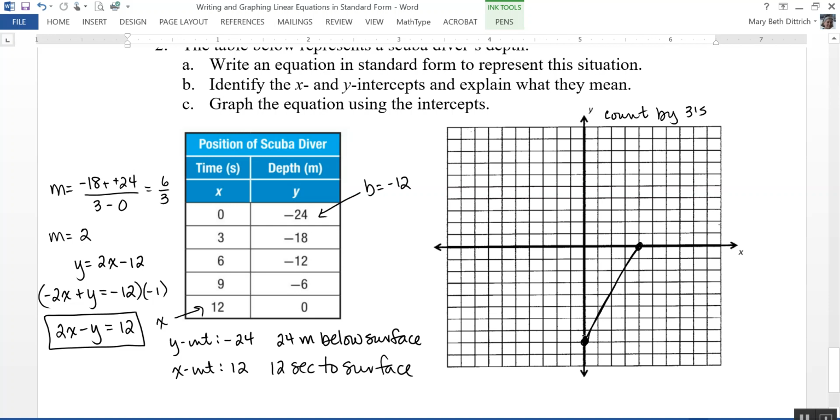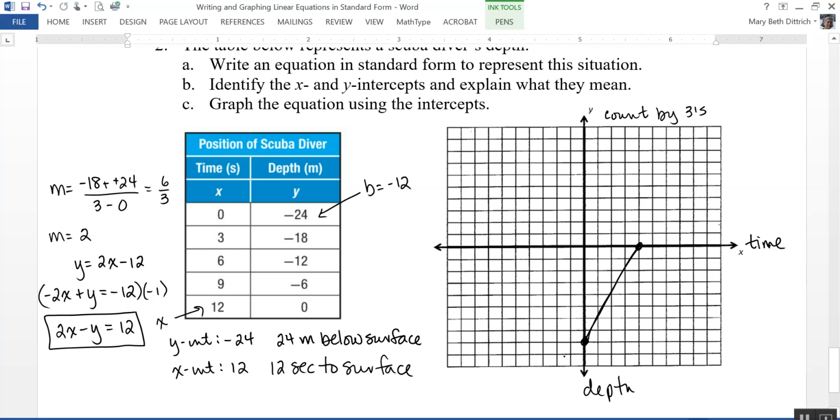And I'm not going to go negative because his time can't be negative. Remember that my x is time. And my depth is here. And that actually can be negative, but it can't go any further. Well, actually, the depth can't be positive because he's below the surface of the water, and it's not like he's being lifted up above the water by a helicopter or anything. So that's what my graph would look like.